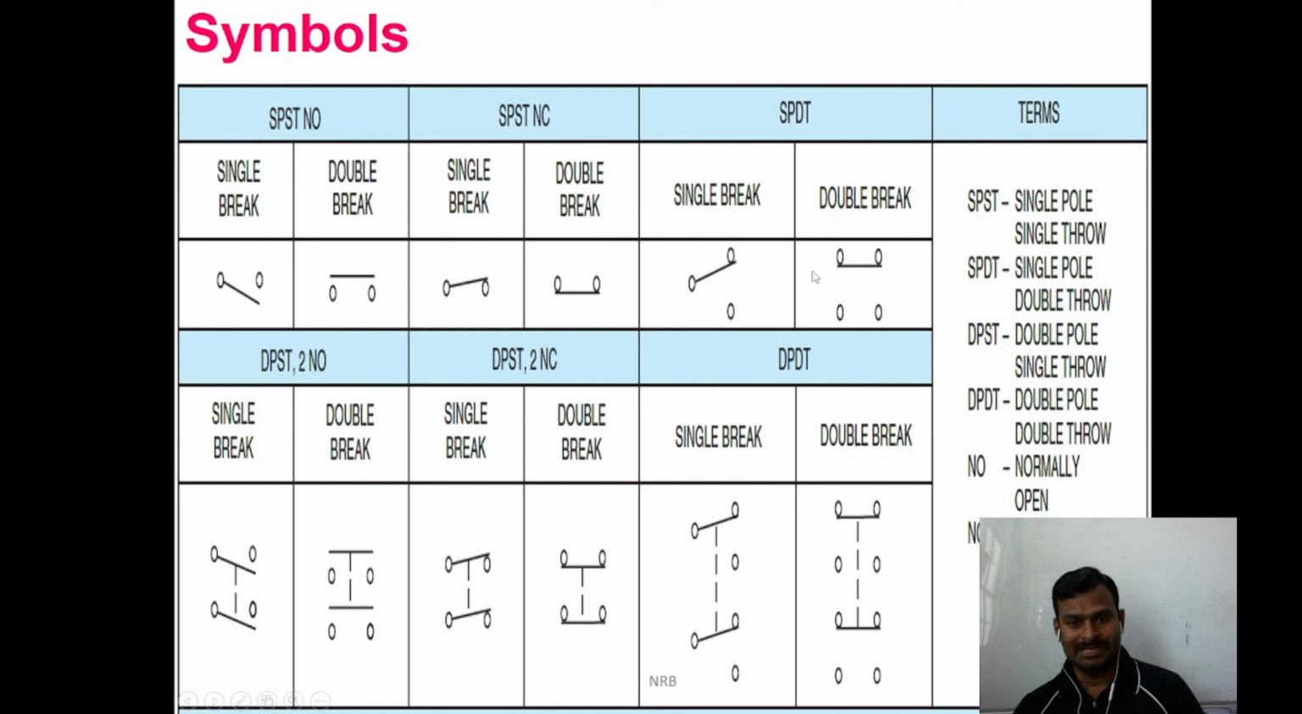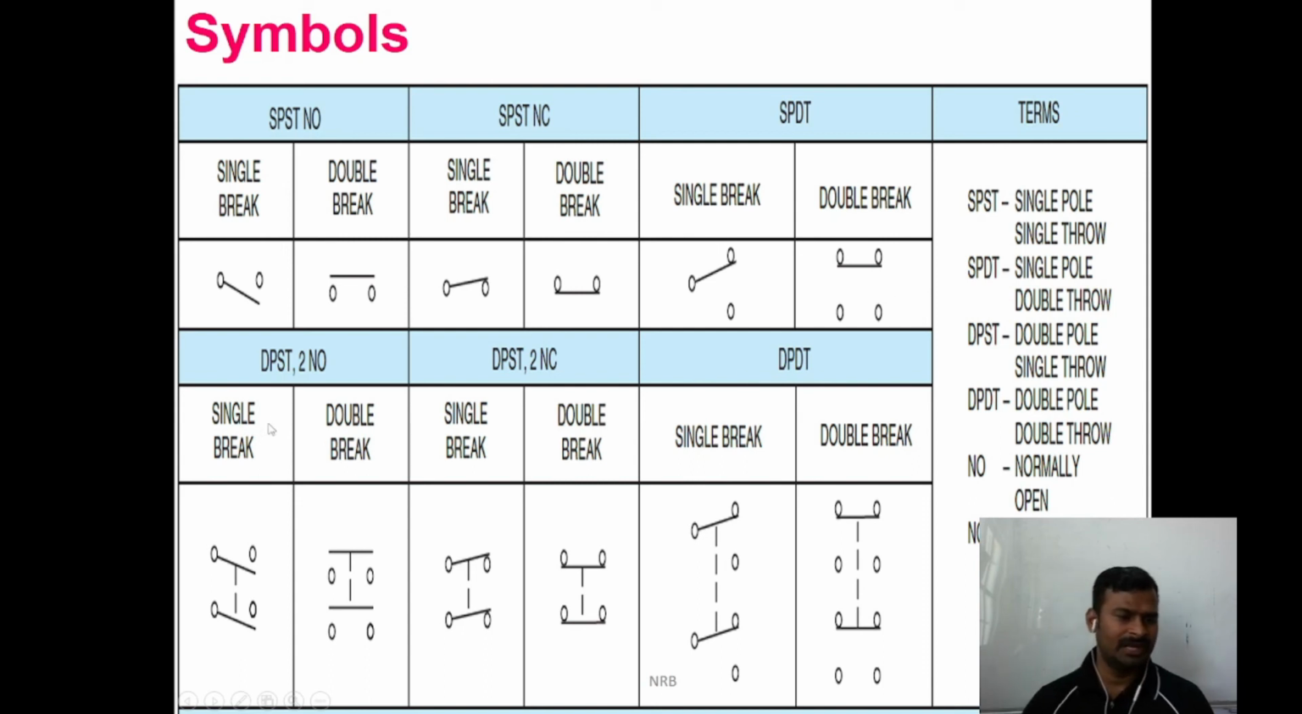And SPDT, single pole double throw. So when you do not operate it, these two contacts are closed, and when you operate this switch, then the open type contact will be closed. So it is a single break, and then it is about double break. When you operate this, these two contacts will be connected to the source, and when you do not operate the switch, these two contacts at the top will be connected to the circuit.